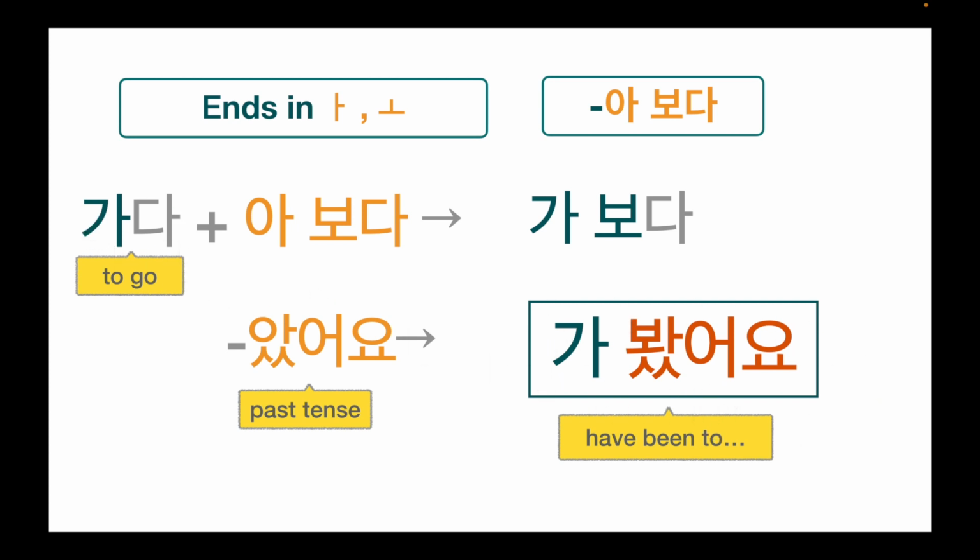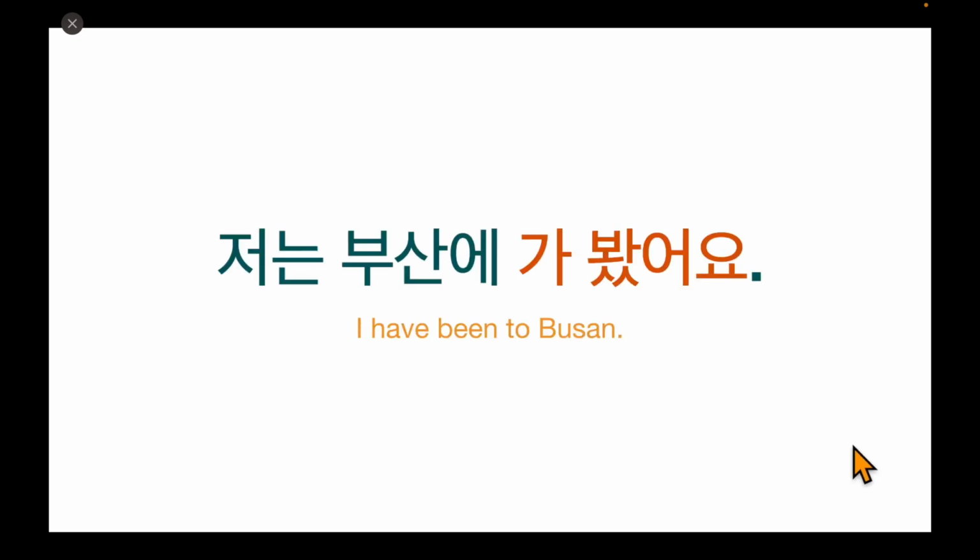Although the conjugation process may seem complicated, you don't need to remember all the details. Just remember that 가다 becomes 가봤어요 to express experiences. For example, you've been to Busan, so you can say 저는 부산에 가봤어요. One more time. 저는 부산에 가봤어요. In this way, you can use 아보다 to express your experiences.